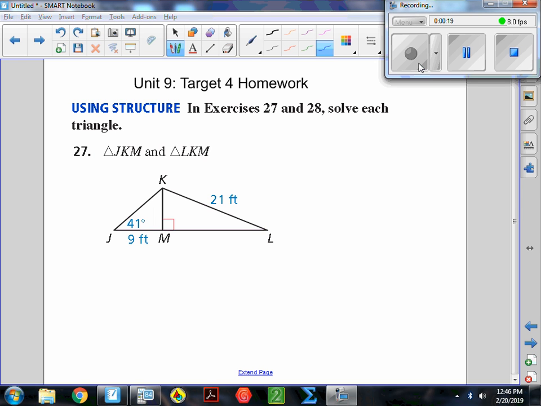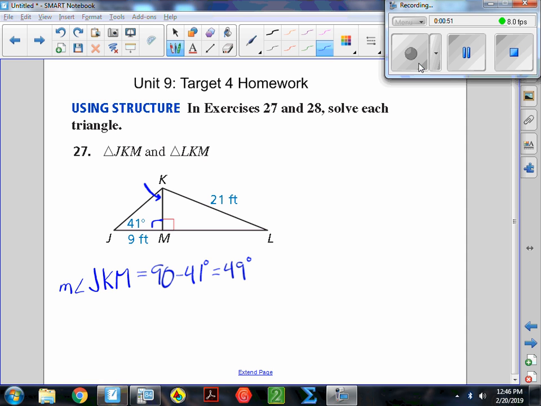So this angle JMK is also a right angle. That one's easy. I can find angle JKM, the measure of angle JKM. I don't just want to say K because there's two different angles that could be. It is equal to 90 minus 41 degrees. 90 minus 41 is equal to 49 degrees. So JKM is 49 degrees.